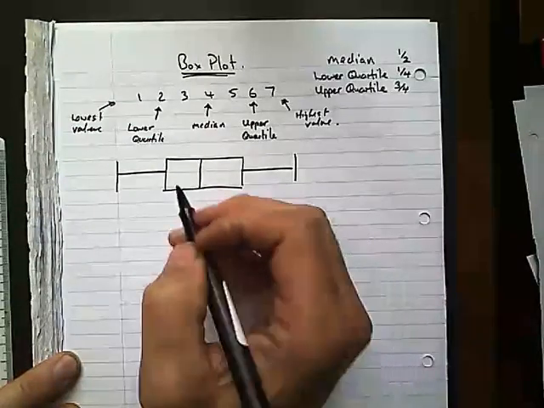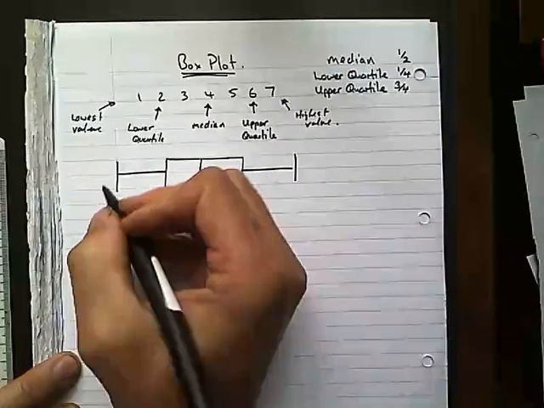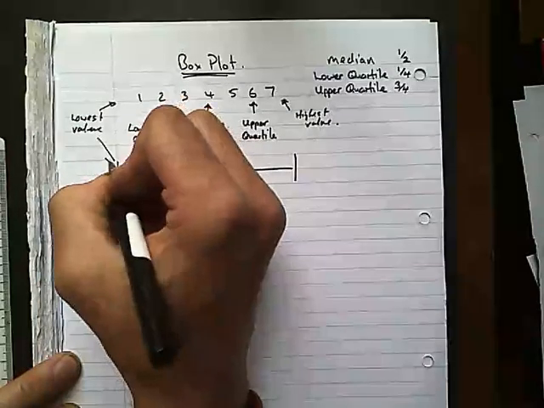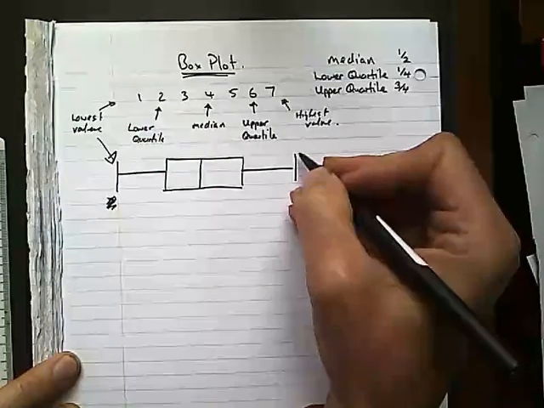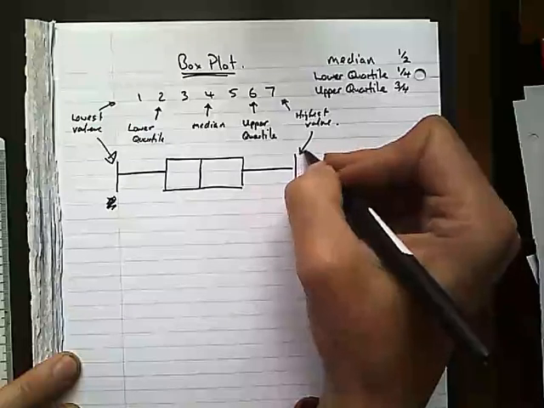Okay, this number is your lowest value. Well, let's just draw an arrow from the other one. Okay, this number at the end where this bar is your highest value.